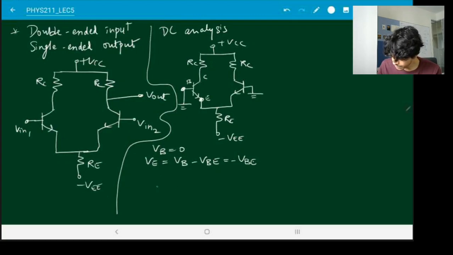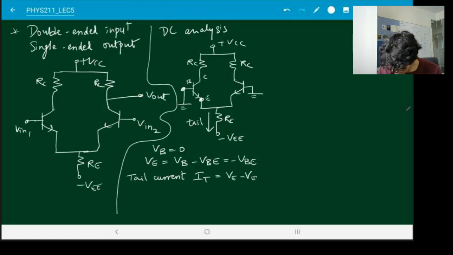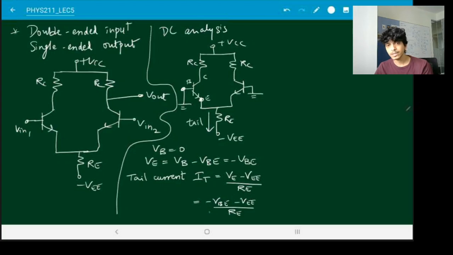Now since I know the emitter voltage, I can find out what is the current flowing through the emitter resistance. This part of the circuit is called the tail. So the tail current IT is VE minus VEE divided by RE, but VE is minus VBE, minus VEE over RE. Now remember that VBE is something like 0.7 volts.